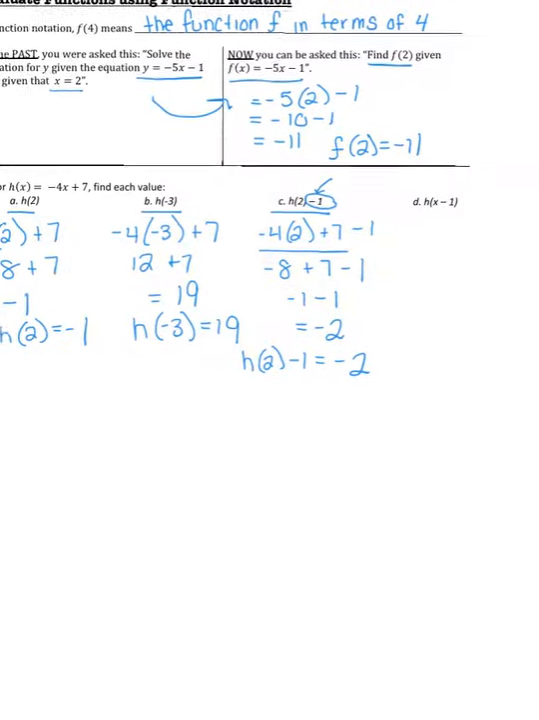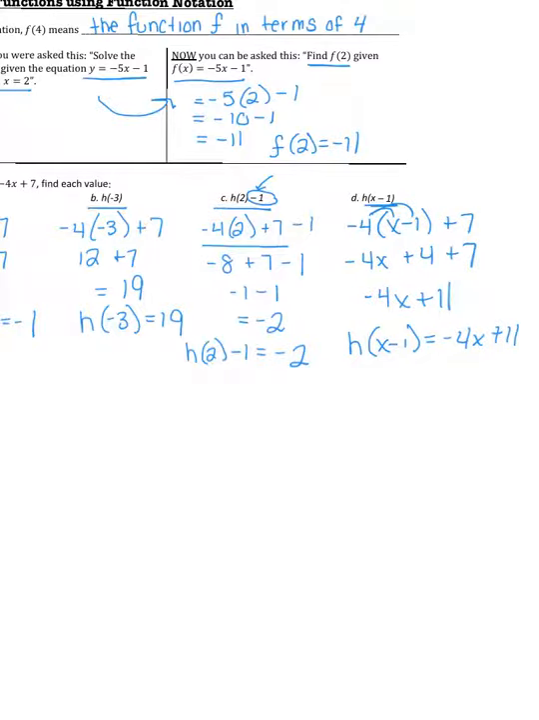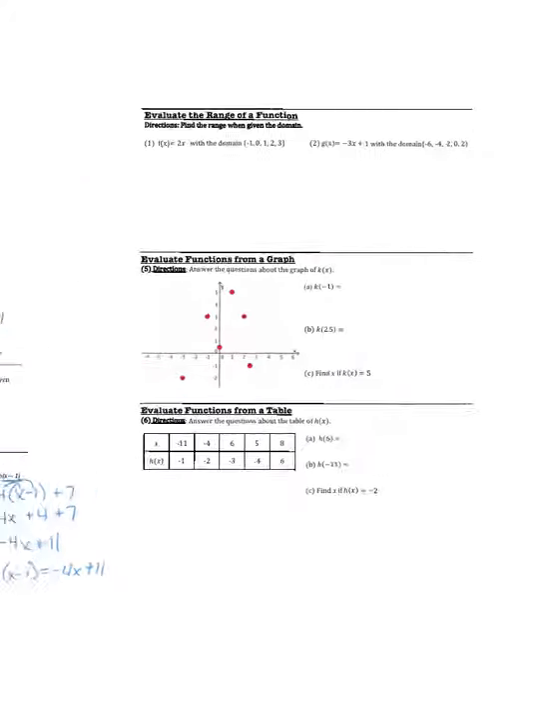And then finally, I like this one because now we're not actually going to get a value, we're just going to get an expression. So evaluate for when x is x minus 1. So again, I just do negative 4 and then x minus 1 and then plus 7. And so then I would distribute the negative 4, getting negative 4x plus 4 plus 7, and I get negative 4x plus 11. So I would say the function h for when x is x minus 1, I get out negative 4x plus 11.